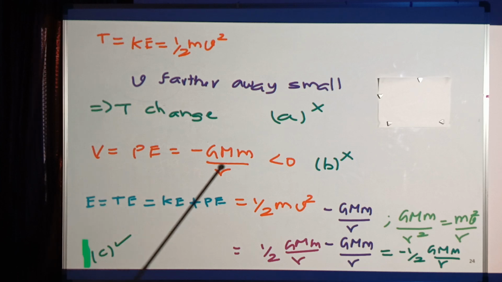Potential energy is minus GMm by r. The symbol they use is V. So here it's negative, always negative. This is with the assumption that the potential at infinity is 0. Total energy is kinetic energy plus potential energy. Using the force balance, I can eliminate v. Using that expression for v, I'll get the expression of total energy as minus half GMm by r. So total energy is always negative. So C is correct. Option C.